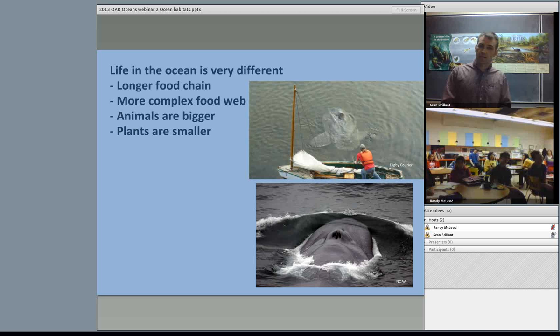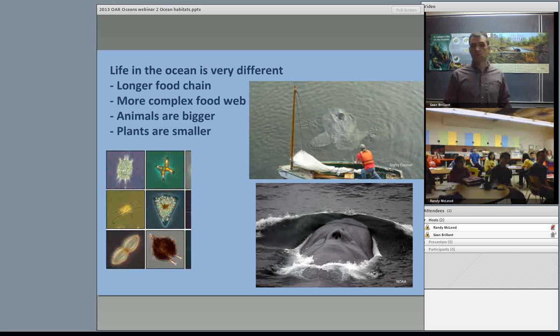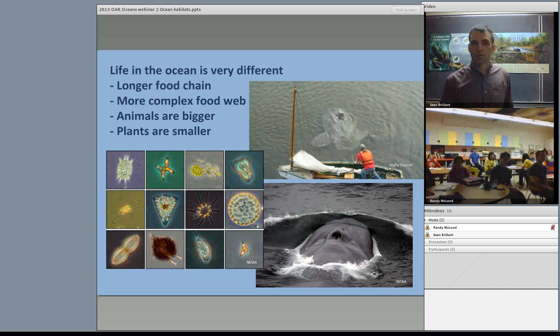Then we get to basking sharks and whale sharks. We get to elephant seals as well. We get to large predatory sharks, many of them. Plants, on the other hand, in the ocean, they can be big. We have kelp and so on, but they're mostly microscopic. They're mostly phytoplankton. And this is a big contrast between terrestrial systems and the marine system.